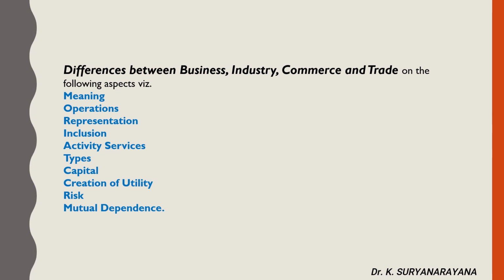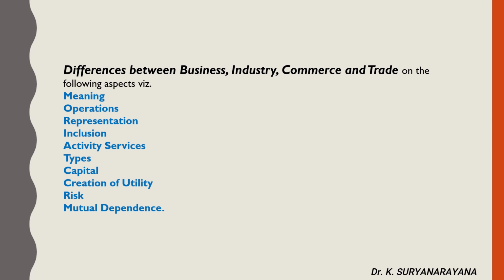Coming to the operations, business can operate anywhere, and industry is operated from a workshop or factory. So one workshop or factory, there only we can operate it. Commerce is operated from production or distribution center. Once the production is over, then we can start commerce. Now coming to trade, it is operated in the market where buying and selling takes place. So the market is the point. Operations will start at the marketplace.